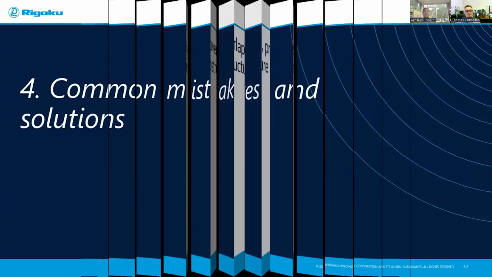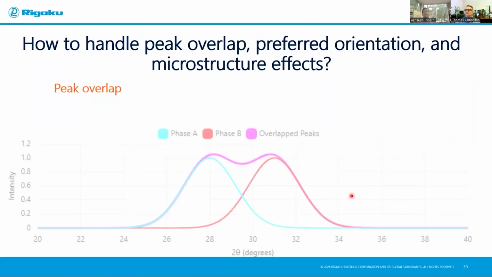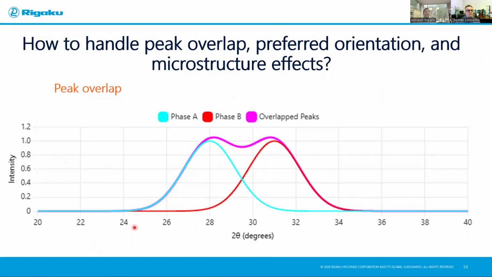Common mistakes and solutions: how to handle peak overlap, preferred orientation, and microstructure effect. Very quickly, I'll go through this because this is one of the things we promised to show you. One of the things is peak overlap, and most of us know, for example, peak A, peak B, if they overlap, they would look like this purple overlap peak. And one way to handle the peak overlap is Rietveld, because it considers the whole pattern, not all the peaks of the two phases will overlap. So it is one of the best techniques to use in the case of severe peak overlap.